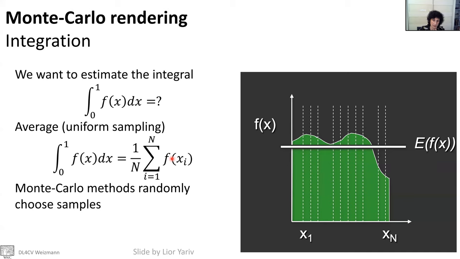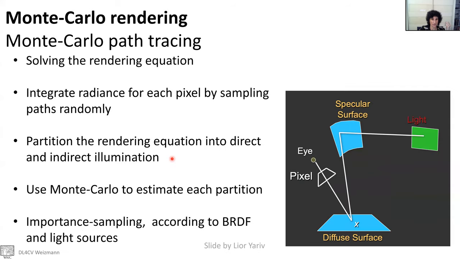I get the numerical integration method for the integral. Actually, the Monte Carlo method randomly chooses samples, and instead of going recursively on each possible set of rays, it takes a path, and for each path it takes it into account. I'm going to describe exactly what I mean by that.